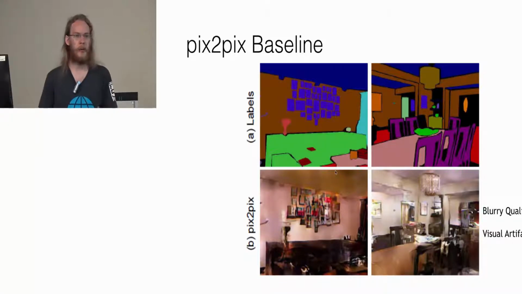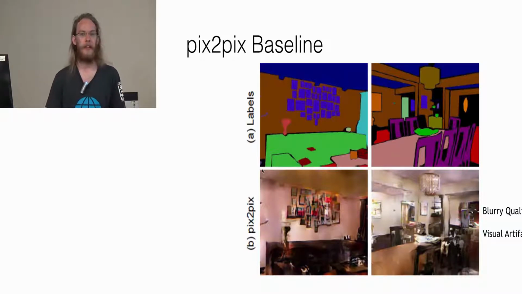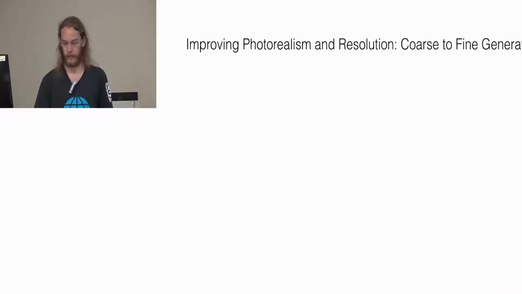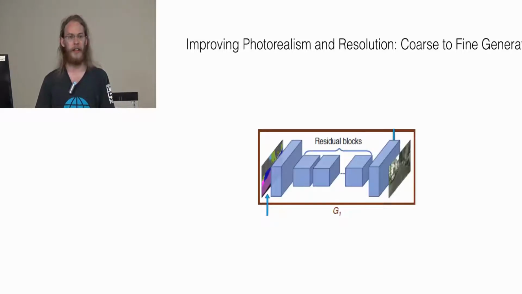The authors hope to address this problem by improving the generator architecture to use what they call a coarse-to-fine generator, by improving the discriminator architecture to use a multi-scale discriminator, and by improving the loss function to stabilize training. So starting with the generator, the coarse-to-fine generator consists of two components. G1 is the global generator.